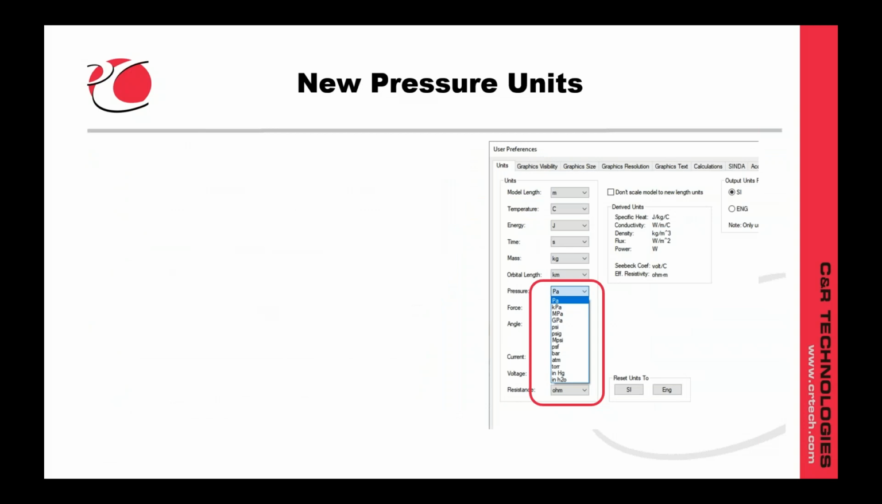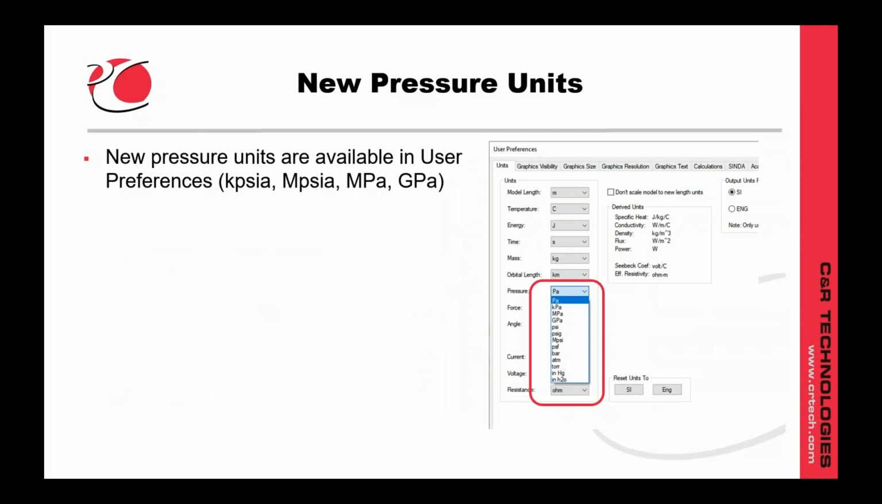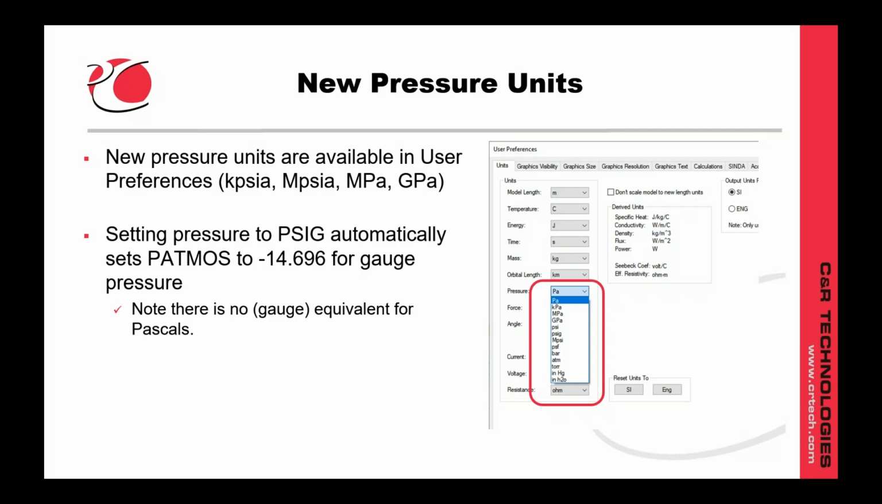We also have a few minor updates with 6.1. The first is supporting new pressure units. To support inputting Young's modulus for wall elasticity, we added MPSI and gigapascals, since Young's modulus is usually defined in these units. And while we were making these changes, we also added the ability to define pressure as PSIG to support gauge pressure. If this is selected, FloCAD will automatically set P-atmos, the atmospheric pressure, to be minus 14.696. So it takes care of that for you automatically.